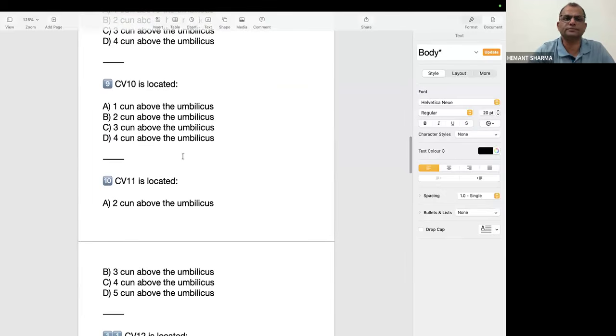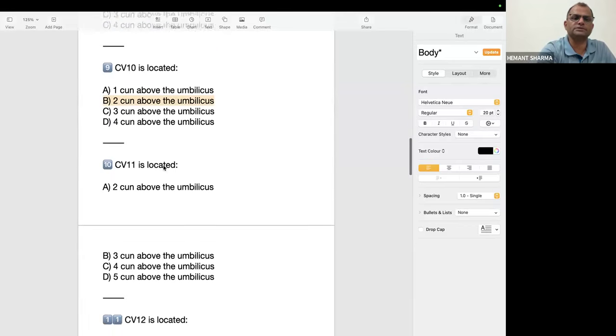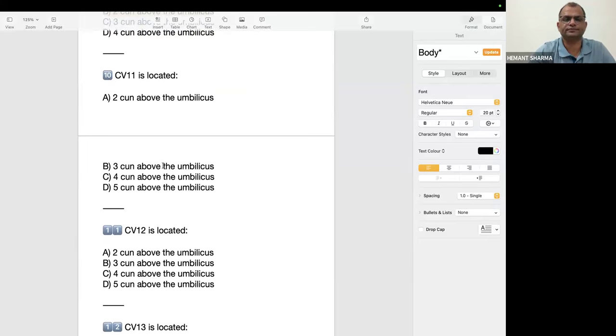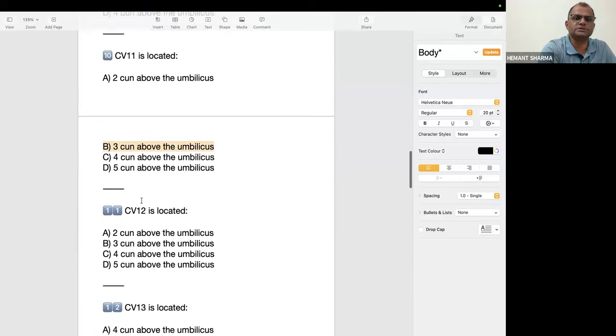Question number 9: CV10 is located 2 cun above the umbilicus. Question number 10: CV11 is located 3 cun above the umbilicus.